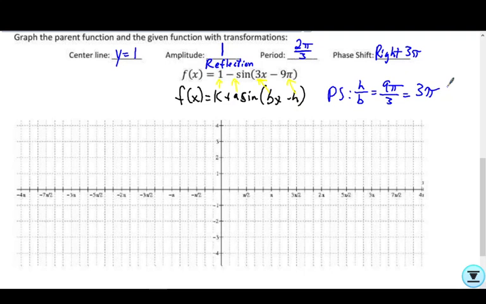Okay? So let's start with my sine. Sine: 0, 0, 0, maximum, minimum. Here's the parent function. Okay? My new period is 2 pi over 3. So that's the first step. It's going to start here, end at 2 pi over 3. So it's going to look like this.